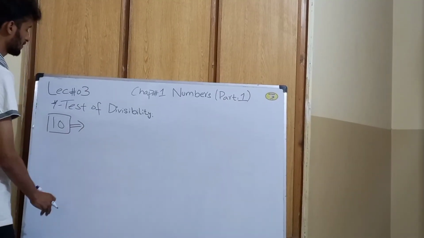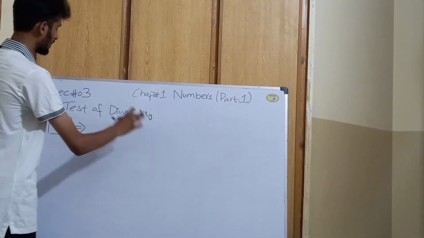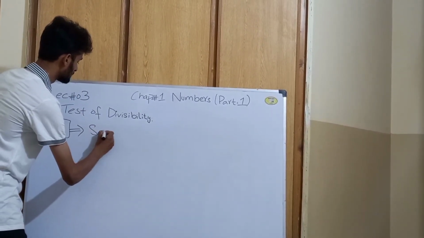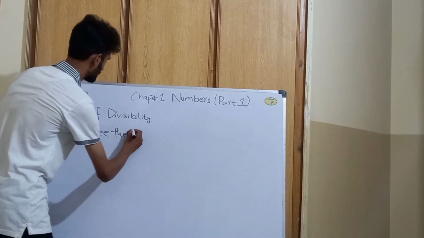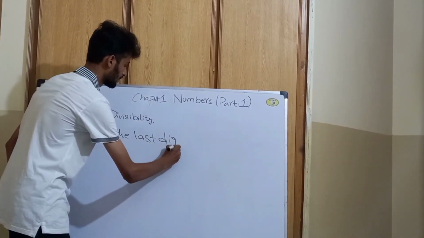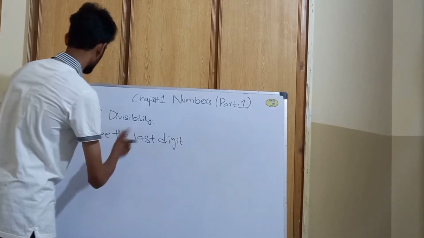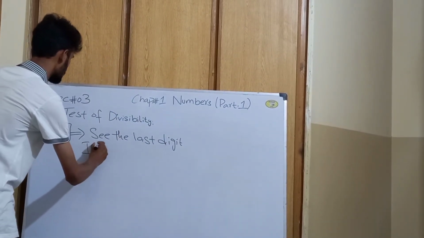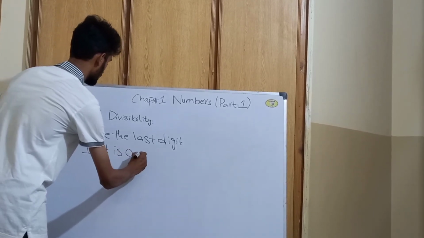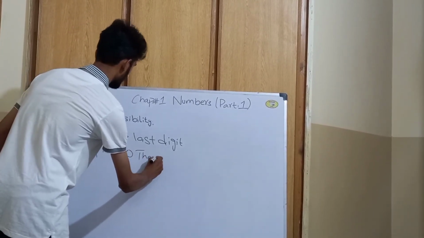In case of 10, we will see the last digit. If that digit is 0, then yes, the number is divisible.